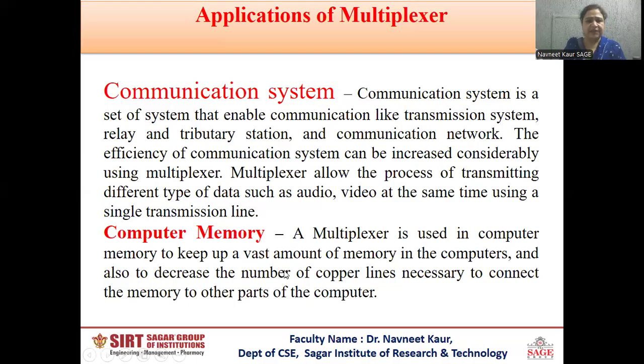Now, what are the applications of multiplexer and demultiplexer? Communication systems enable communication like transmission systems and communication networks. The efficiency of the communication system can be increased using a multiplexer because a multiplexer allows transmitting different types of data such as audio and video at the same time using a single transmission line. Similarly, a multiplexer is used in computer memory to keep up a vast amount of memory in computers and to decrease the number of copper lines necessary to connect the memory to other parts of the computer.